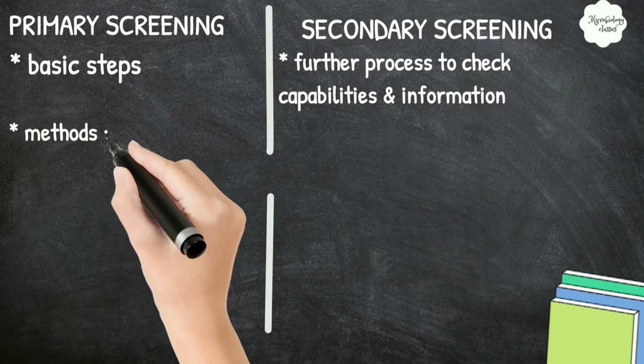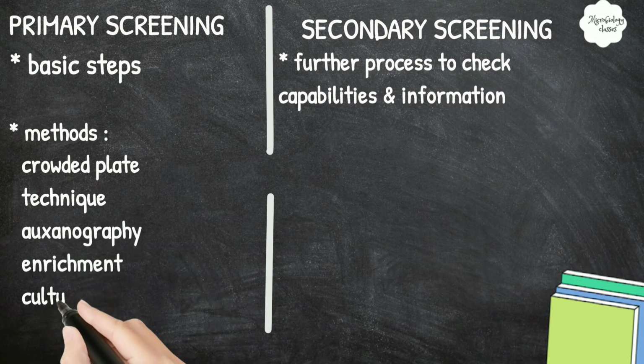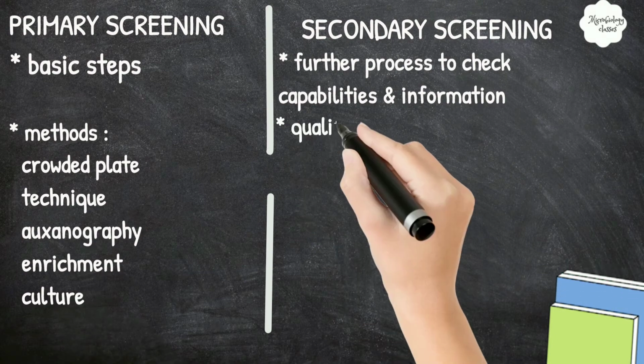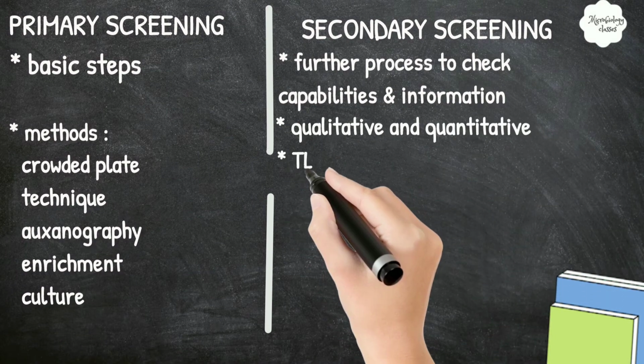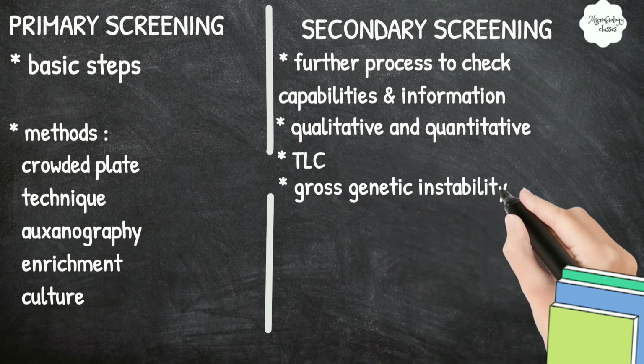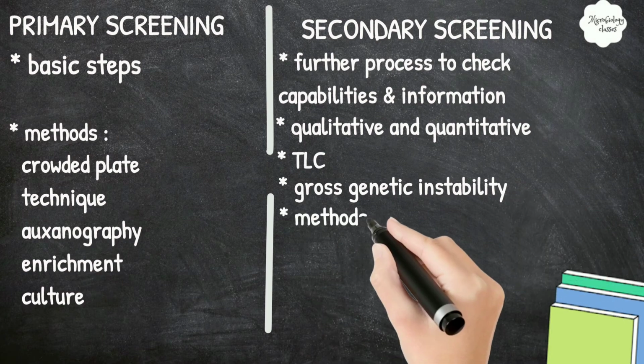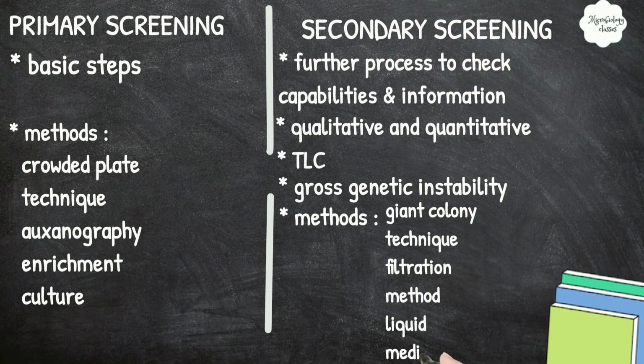Methods that are used in primary screening are crowded plate technique, auxanography and enrichment culture. And in secondary screening, it may be qualitative and quantitative in approach. It is performed by using paper or thin layer chromatographic technique, and it detects the gross genetic instability in microbial cultures. And here in secondary screening, the methods used are giant colony technique, filtration method and liquid method. This is a short note on screening of industrially important microorganisms.